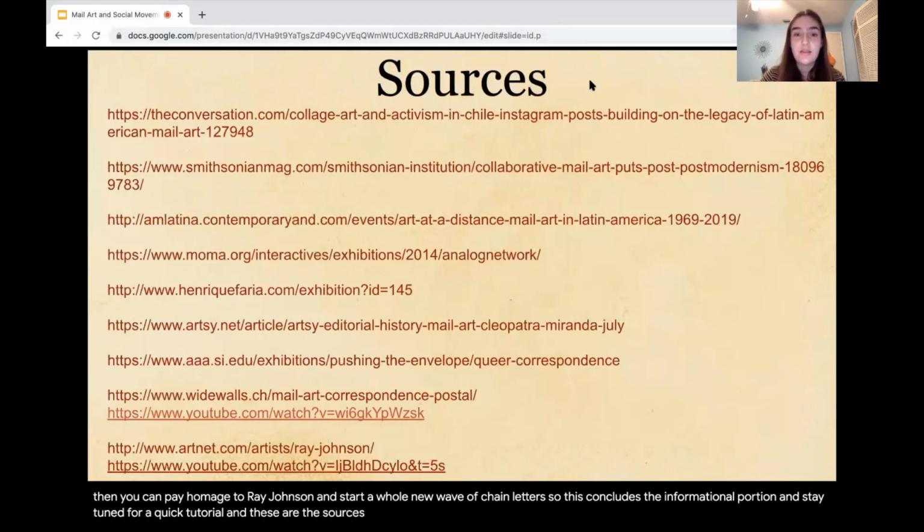And these are the sources. A lot of good content and good articles on this topic.